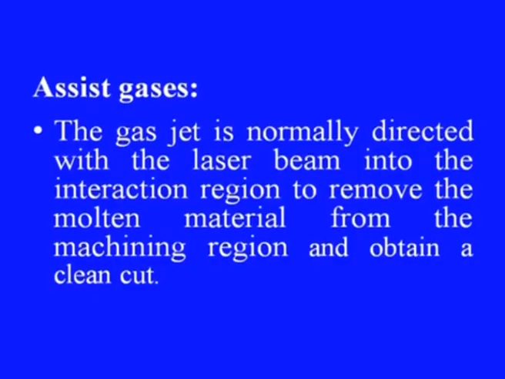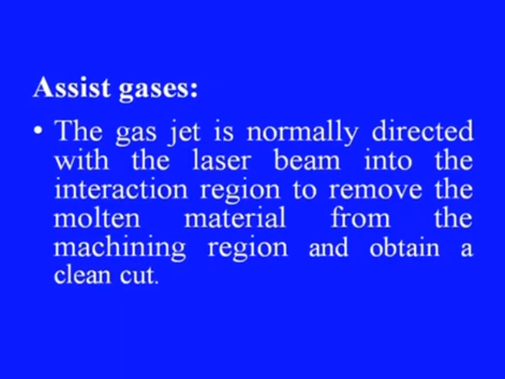Let us see the effect of pulse duration on hole drilling. The range of pulse duration suitable for hole drilling is found to be 0.1 to 2.5 millisecond. High pulse energy, that is around 20 joules, and short pulse duration are found suitable for deep hole drilling in aerospace materials. Then the effect of assist gases.